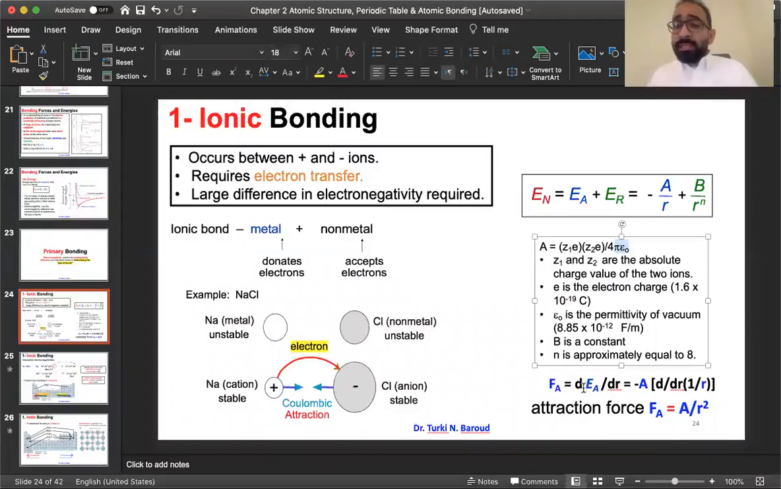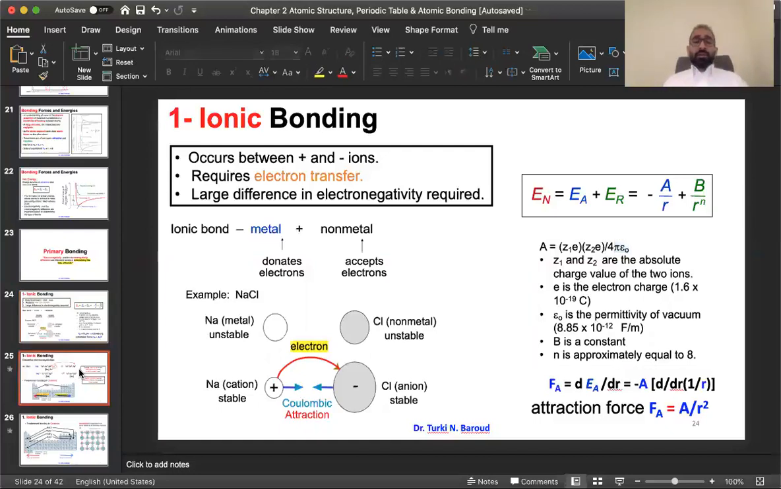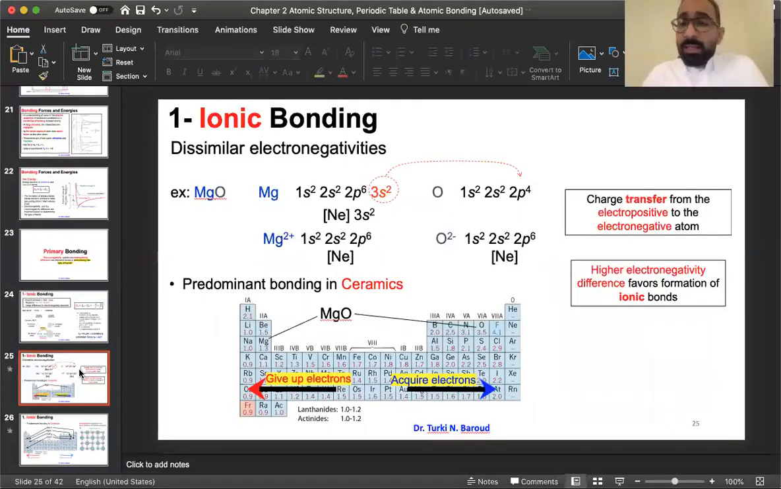Now, how can we get the force value from the energy? We do the derivative, right? So if the energy is the integration of the force, the force is the derivative of the energy. When you do the derivative, it's going to be A over R squared. That means the attractive or repulsive forces are also a function of the interatomic spacing. Okay, let's look at another example, just to make things much clearer.